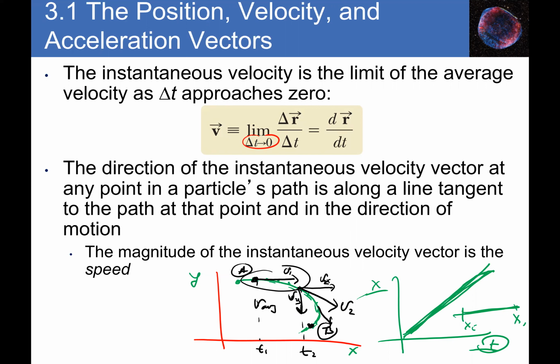All right. That means you can say the direction of the instantaneous velocity vector at any point of the particle's path is along a line tangent to the path at that point and in the direction of motion. The magnitude of the instantaneous velocity vector is, remember, the speed. So the speed is always considered to be the magnitude of the velocity vector.